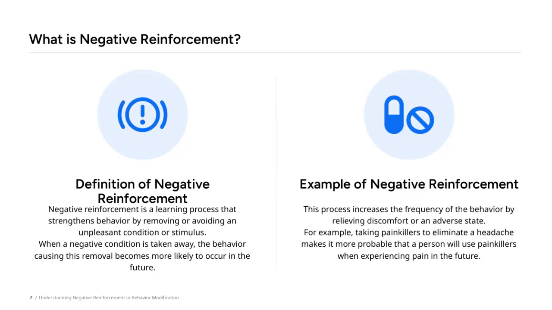Negative reinforcement is a learning process where behavior is strengthened because an unpleasant condition or stimulus is removed or avoided. Essentially, when something negative is taken away as a result of a specific action, that action is more likely to happen again in the future. For example, imagine you have a headache and you take painkillers. The pain goes away, which is relieving an unpleasant feeling. Because the painkiller removes that discomfort, you're more likely to reach for painkillers the next time you experience a headache. This is how negative reinforcement increases the frequency of behavior by encouraging actions that help us escape or avoid discomfort.